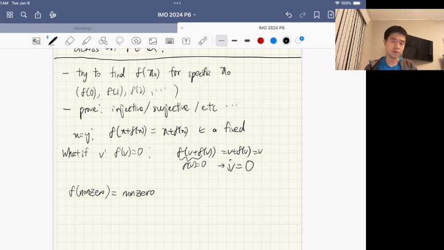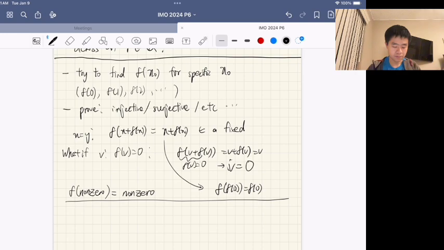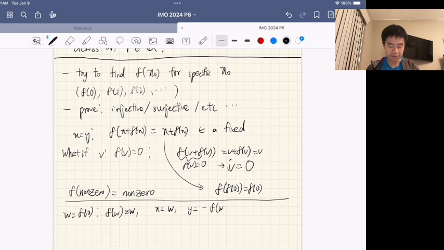proving that. Long story short, if you can show that it is injective, then given that f(0) equals f(0) because of this thing, it means that f(0) equals 0, right? Okay, now say w equals f(0), then f(w) equals w. Now let's fix x equals w, y equals minus f(w).